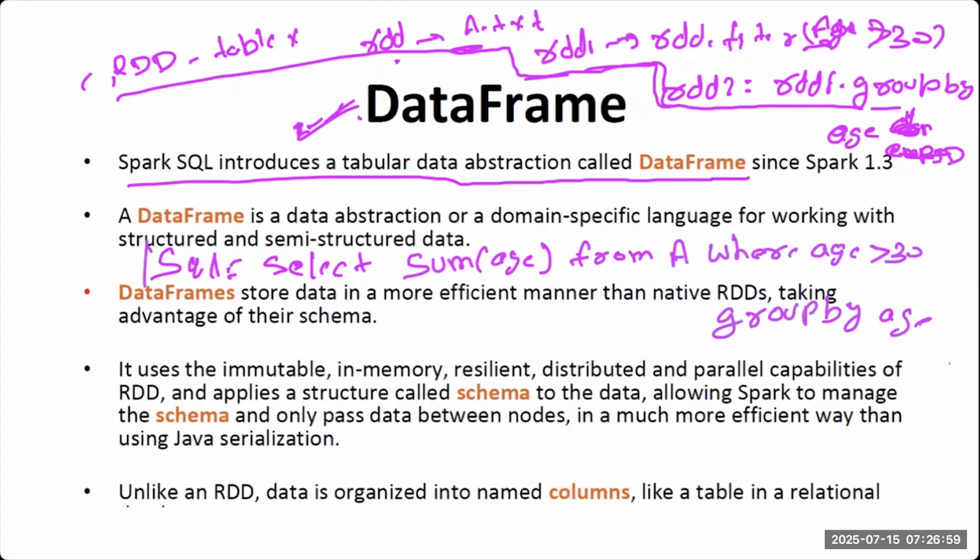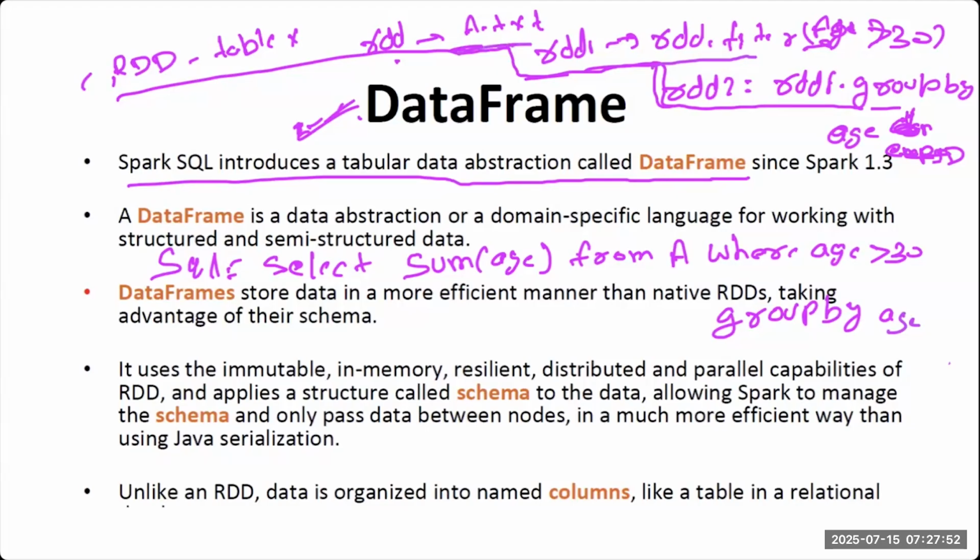Similarly, you can write it on the RDD like this: filter where age is greater than 30, group by age, and then dot sum. So the same thing you can write in the RDD as well as in the data frame, but in the Scala way or Python way, applying the filter here and group by here. There are also some optimization differences between RDD and data frame. We'll see that. But basically, if you write on the data frame, you have structure on your data in tabular format.